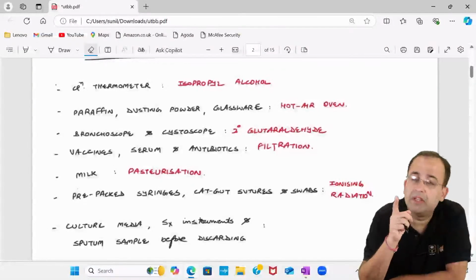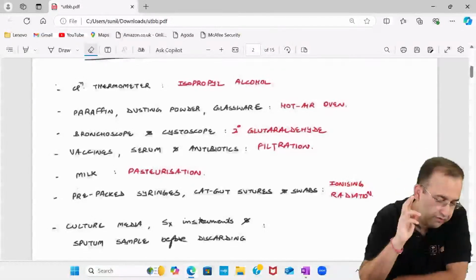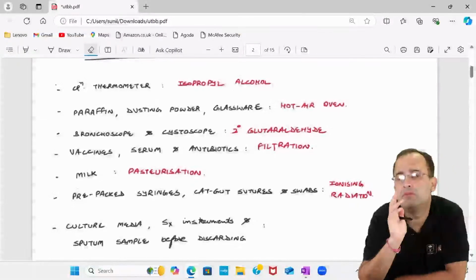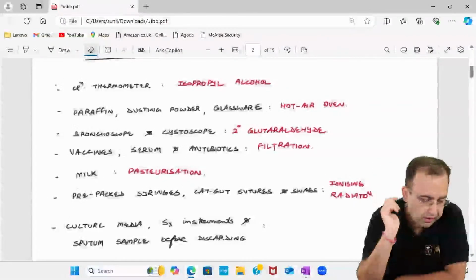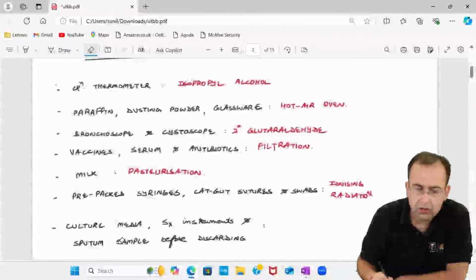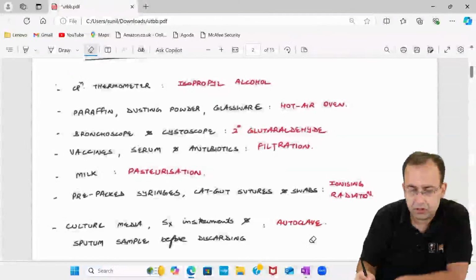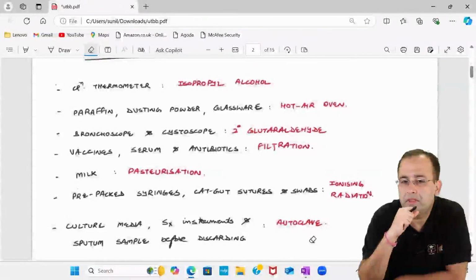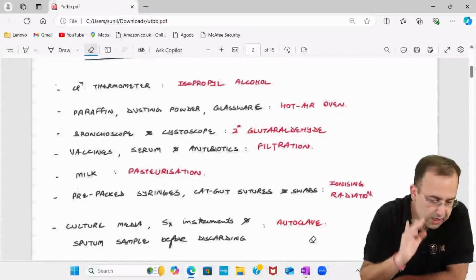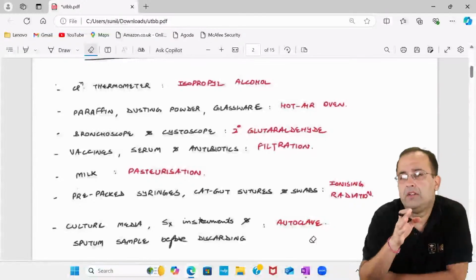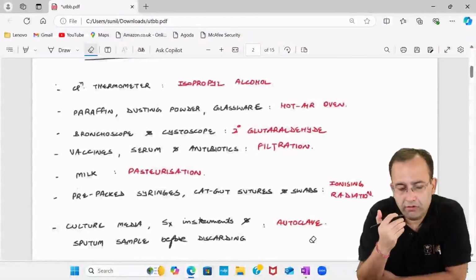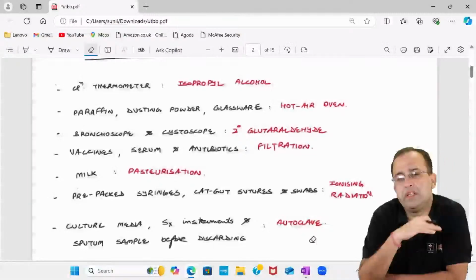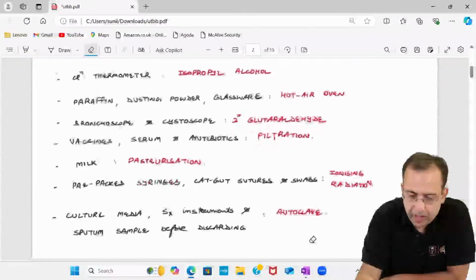Flash method is better. It's not the Holder's method. Flash method for pasteurization of milk is better. It kills Coxiella burnetii. Perfect. All the culture media, surgical instruments, or sputum sample, we autoclave them. So these were the modalities for sterilization of these things.